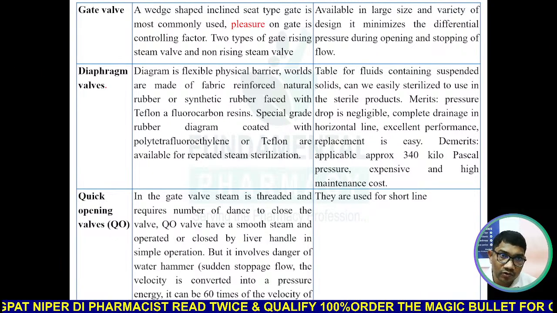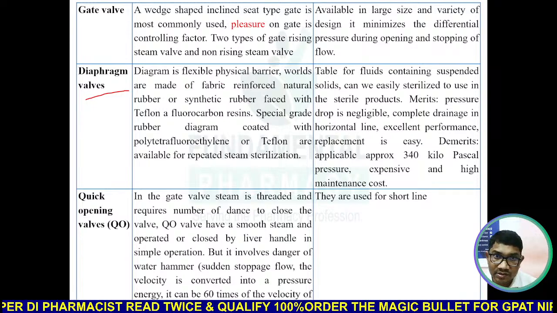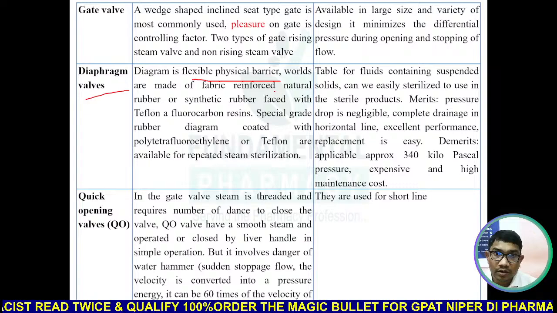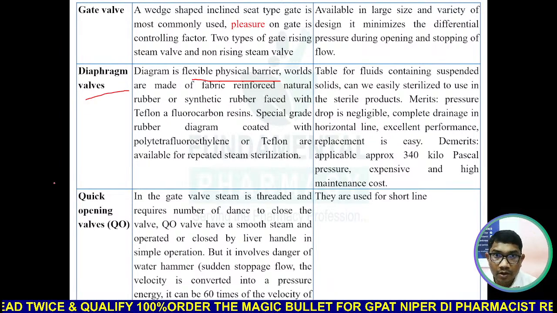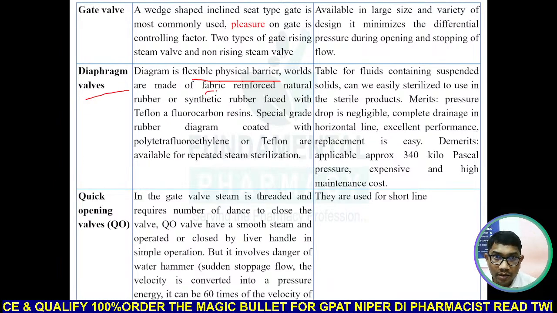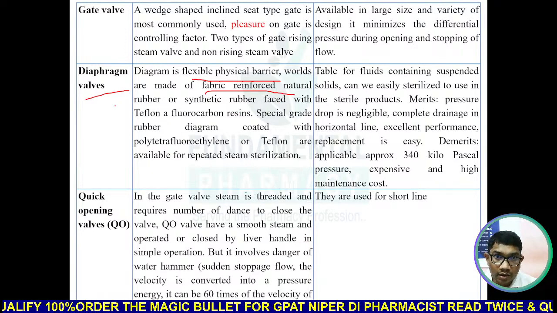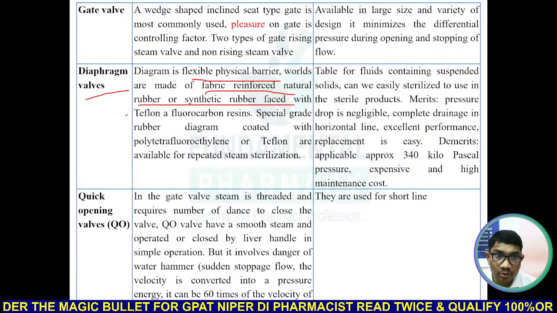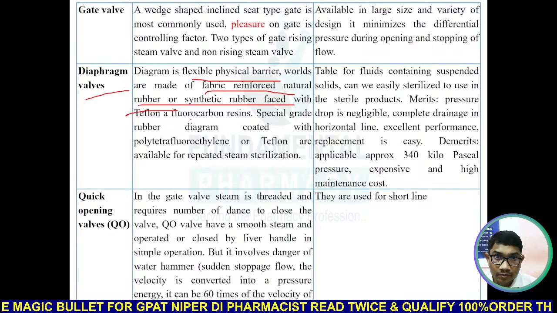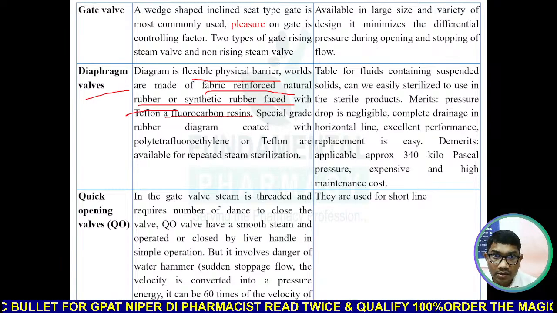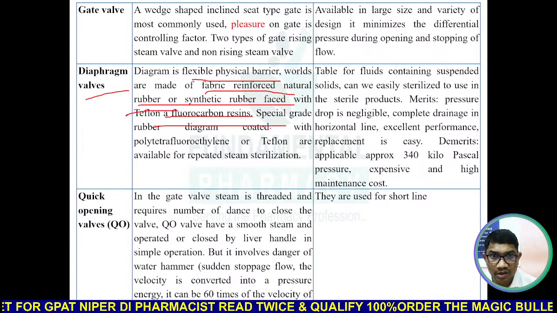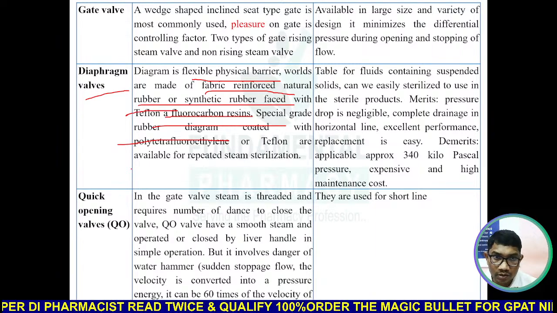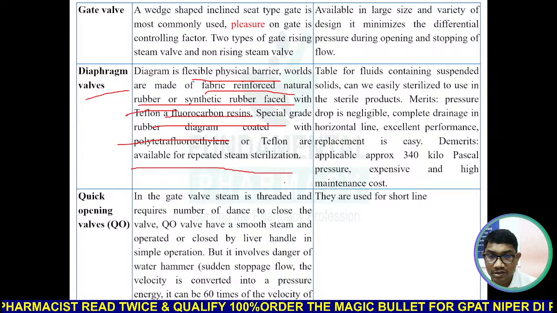Next one is the diaphragm valve. Diaphragm is a flexible physical barrier. It consists of a flexible physical barrier. Valves are made from a fabric reinforced with natural rubber or synthetic rubber, mixed with Teflon or fluorocarbon resin. Special grade of rubber diaphragm is coated with polytetrafluoroethylene or Teflon. Now they are available for separated steam sterilization.